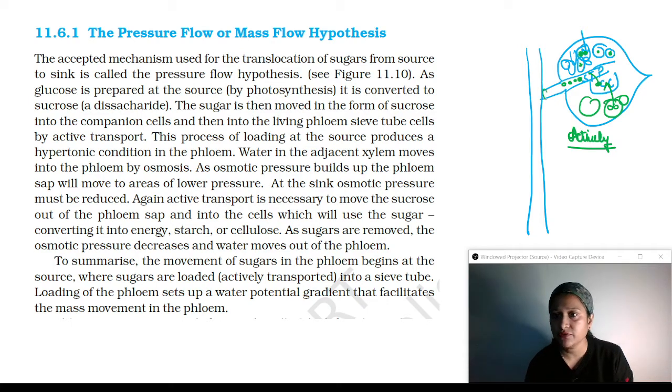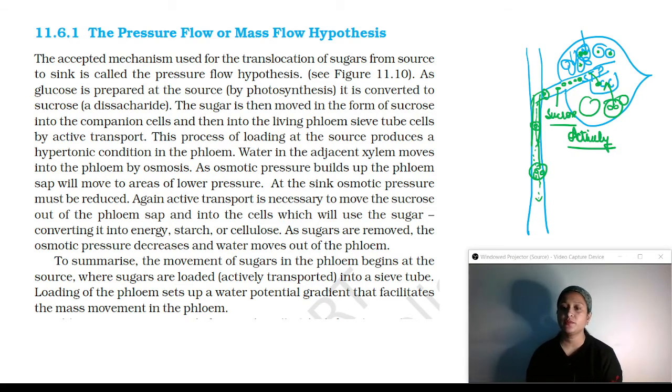Now in the sieve tube there are sieve plates. यहाँ पे क्या है? बीच में क्या है? sieve plates लगी हुई हैं, जिसमें पोर्स होते हैं. तो एक साइटोप्लाज्मिक स्ट्रीमिंग की हेल्प से सुक्रोज इसके अंदर मूव कर रहा है. तो ये जो सुक्रोज है, which is actively absorbed from the companion cell into the sieve tube cells. तो sieve tube में ये आ गया एक्टिवली, ठीक है?